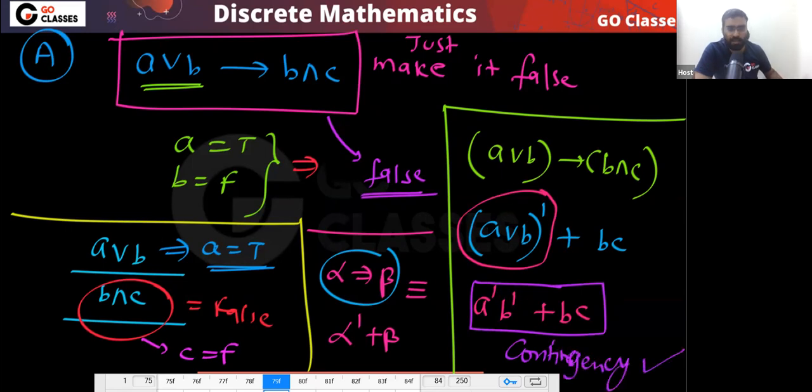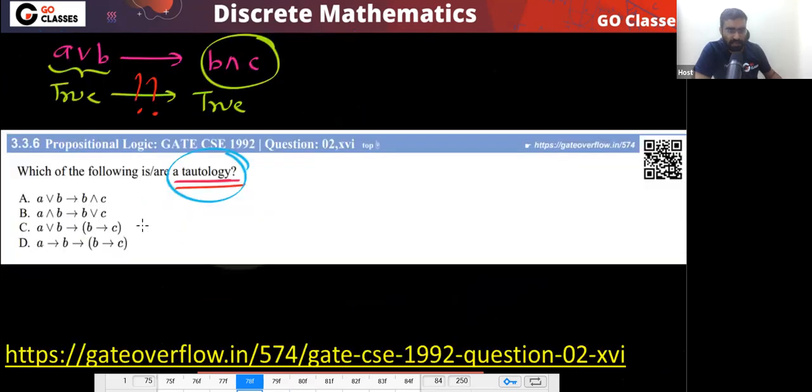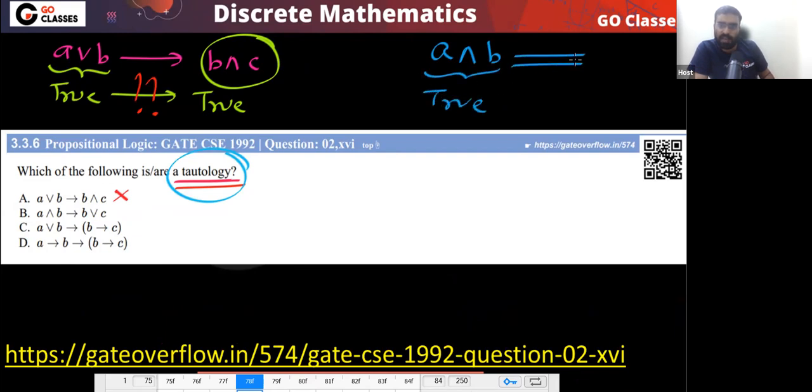So this is a very easy question. You can solve this question in many ways. Anyway, this is not a tautology. What about this? If A and B is true, then can I say B or C will be true? Intuitively, can you see this? Just tell me, if A and B is true, then can you say that B or C will be true?